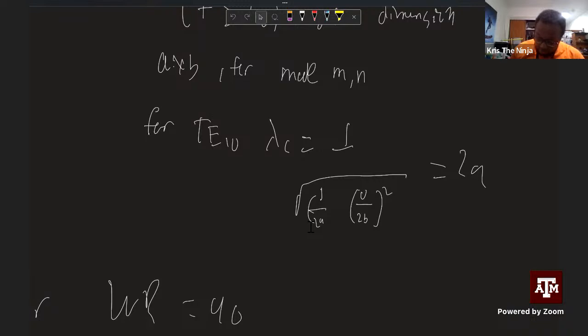Yeah, I really scribbled this because this math doesn't even make sense. So in this case where it's TE10, this would actually go to 0 because you have a 0 over a value. So you're really just doing 1 over the square root of 2A squared.